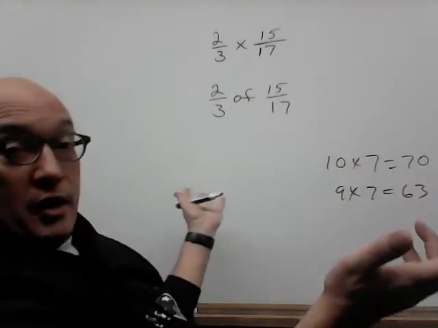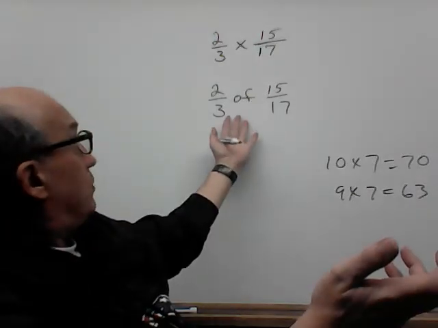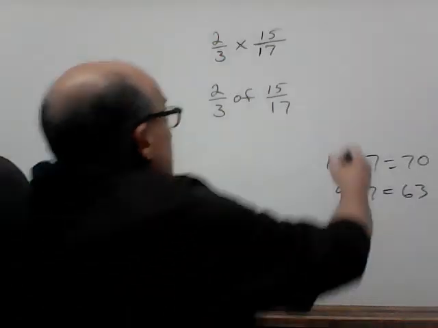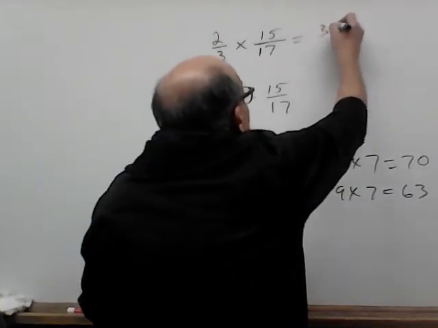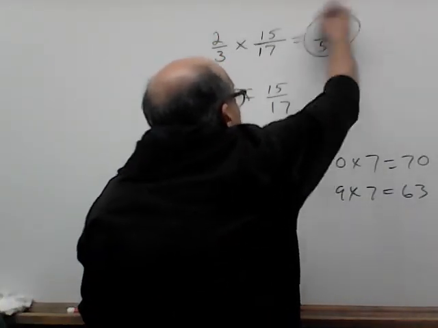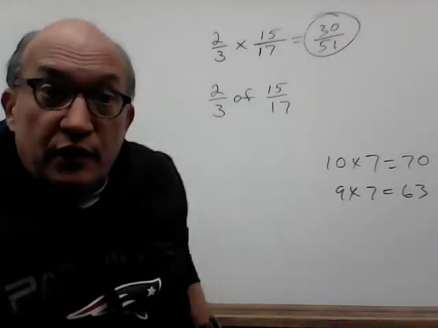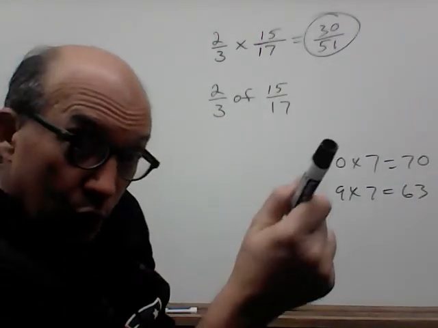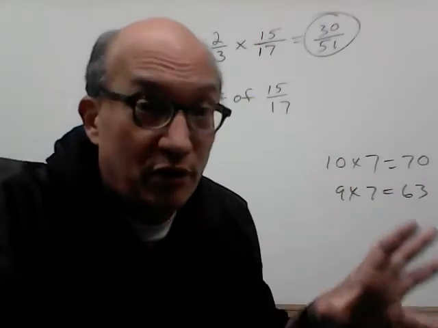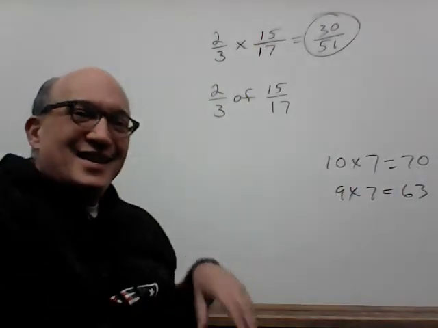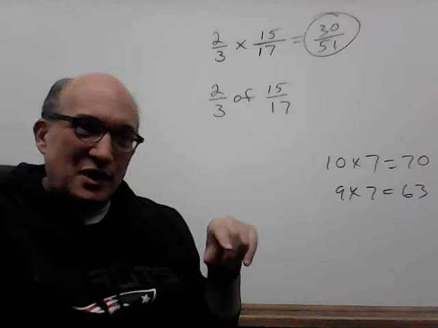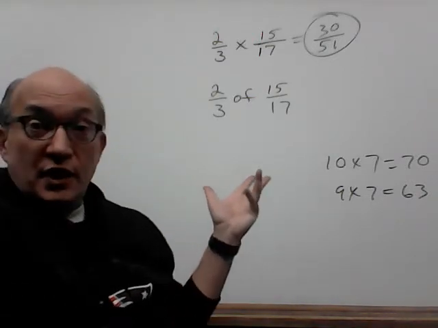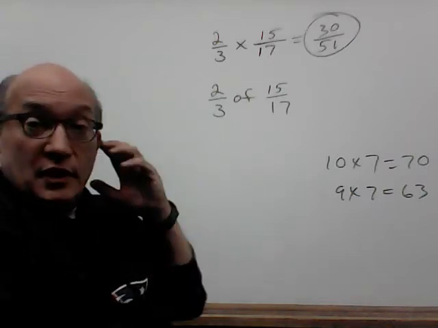So the automatic nature of this problem, 2/3 of 15/17, would be simply, the answer is 30 over 51. Now, as it turns out, that wouldn't be what I call the final preferred form. That's part of this little lesson about this problem. We'll see in a moment. But it's a correct answer. 30 over 51. 2 times 15 is 30, and 3 times 17 is 51.